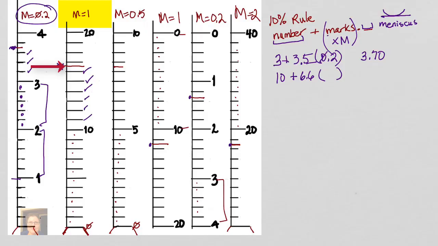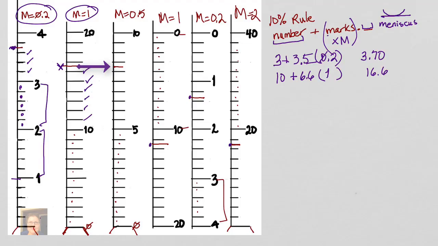Now, again, I can't do this addition until I take into account the value. Our value for that device is 1. So when I do this math, 10 plus 6.6 times 1, I get 16.6 as my measurement. Let's look at the third one.